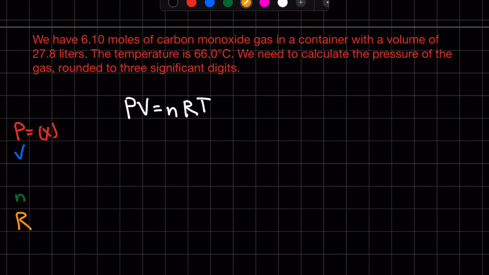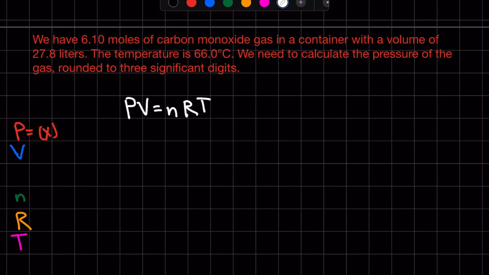And then R, that's just the ideal gas constant. So I'll explain that later, but it's always going to be the same number. And then T is just the temperature. And remember, we can't use Celsius, so we're going to have to convert that to Kelvin. So let's just go ahead and rearrange this. Out of this problem, it's asking us for the pressure of the gas. So we have everything else, we just don't know the pressure.